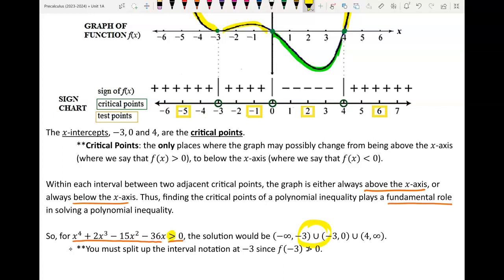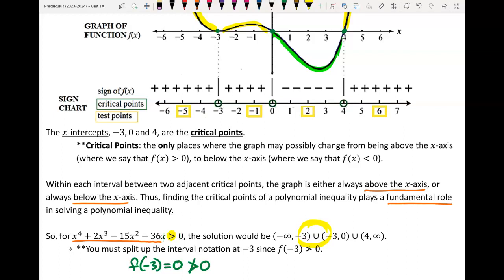And so at -3, f of -3 is equal to 0, not greater than 0. And so when that happens, when we have a strictly greater than or a strictly less than, we will need to split up and not include those x-intercepts.